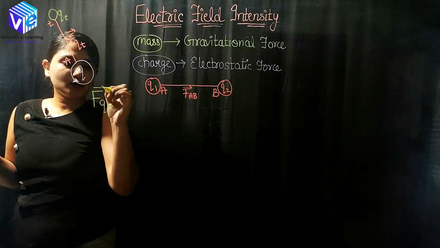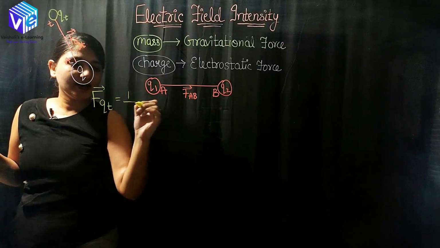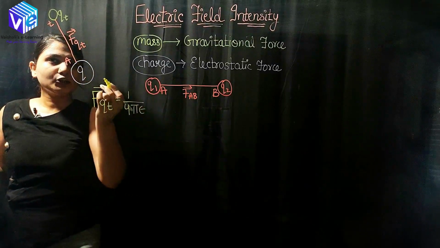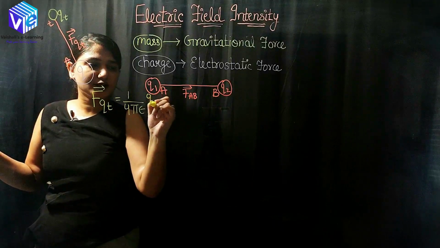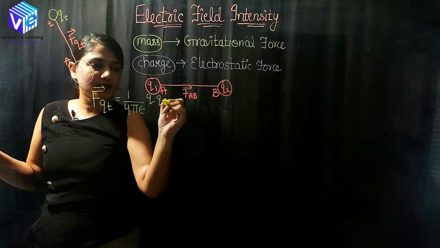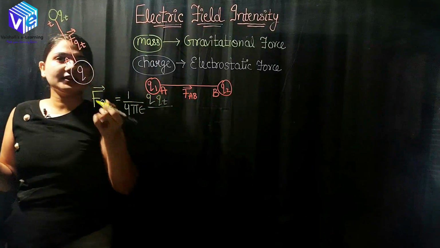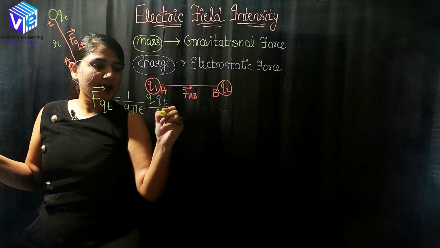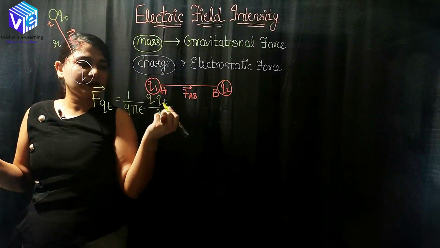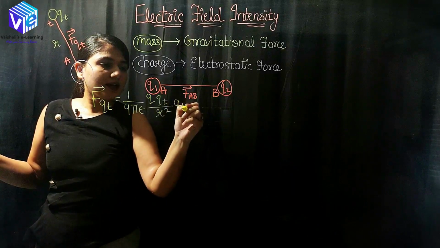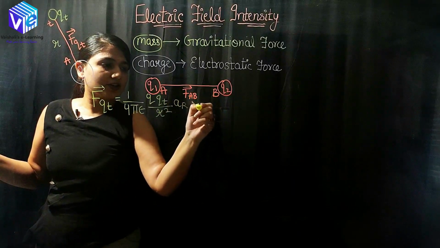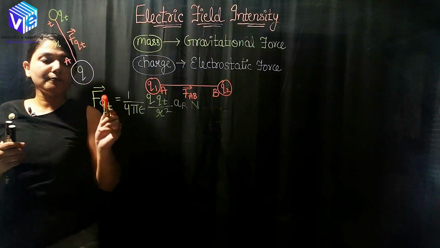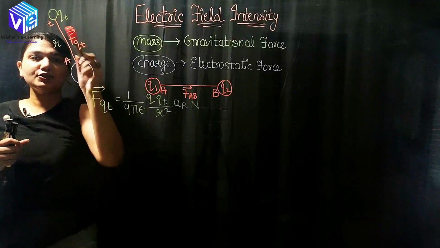FQT will be equal to, I hope you remember it, 1 upon 4 pi epsilon, times the product of charges, the first charge Q and the second charge QT, upon the square of the distance between them. Let's suppose the distance is R. Here we have the square of the distance between them, and AR represents the direction. This is the force, and the computation of force always requires two charges.